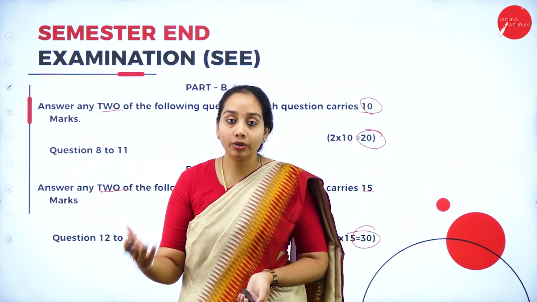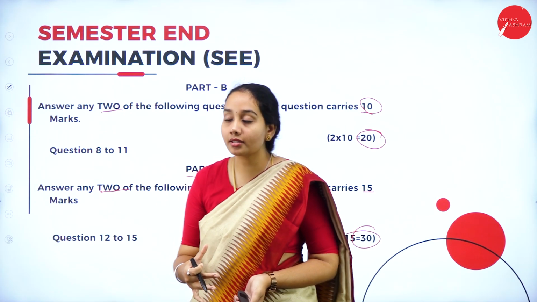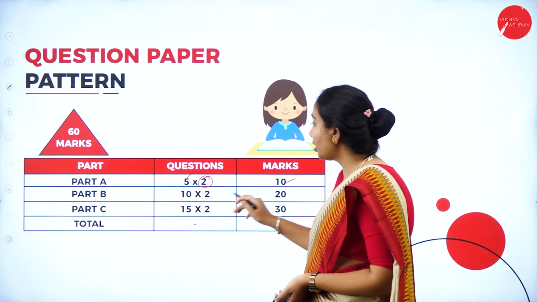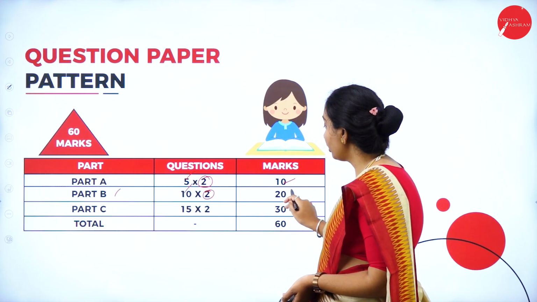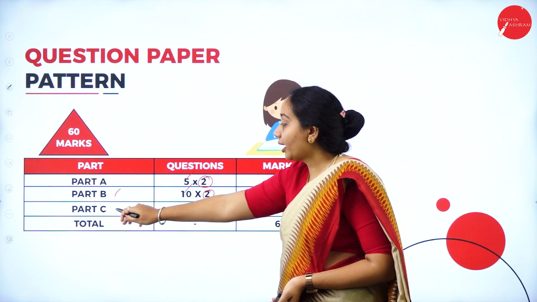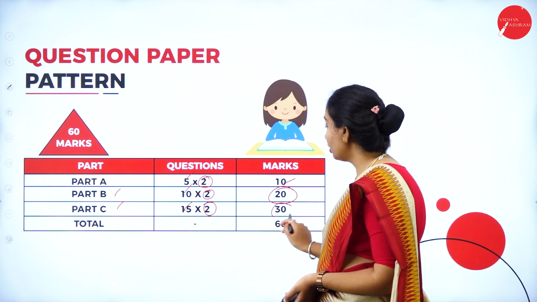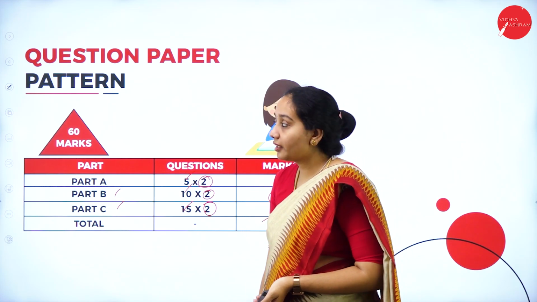Part A is for 2 marks, part B is for 10 marks, part C is for 15 marks. So in part A, you should answer 5 questions, for 10 marks. In part B, you should answer 2 questions. Each question is 10 marks. You should get 20 marks. In part C, you should answer 2 questions. Each question carries 15 marks, a total of 30 marks. So in total you're going to write for 60 marks in your final examination.